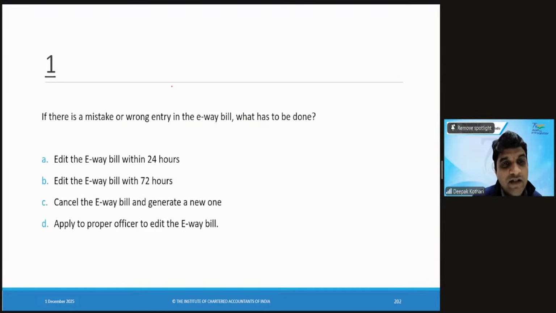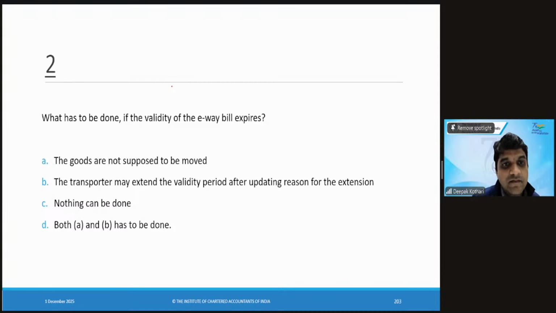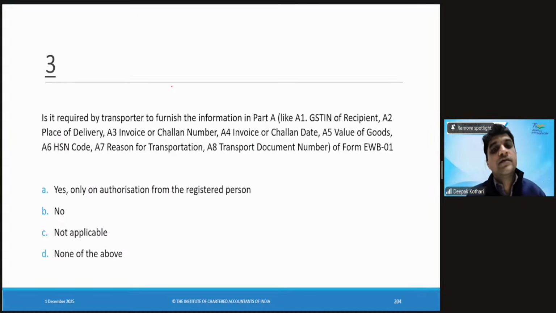Great. Now, let's go to the next chapter. MCQs on this chapter. This I think we have covered. Cancel the e-way bill and generate a new one. This is fine. Both A and C. This is also repetition. The goods are not supposed to be moved and transporter may extend the validity period. This is a repeated question. This you have to tell me now.